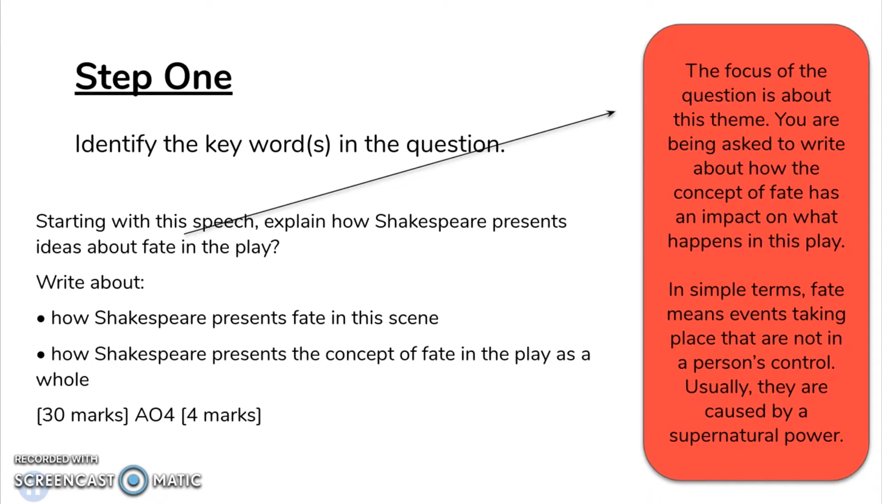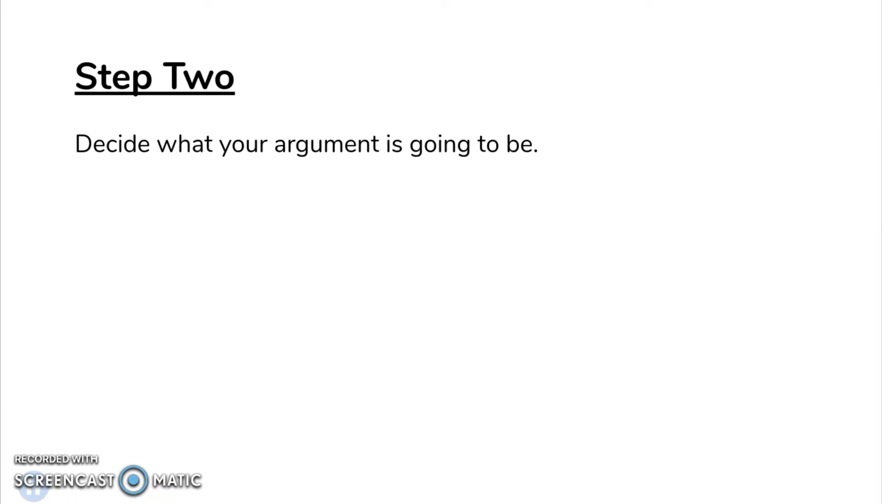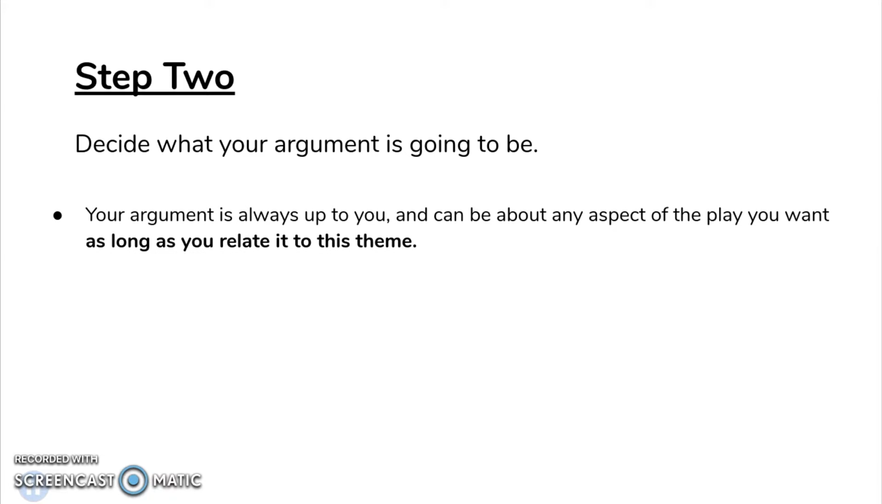Then we go into step 2, which is we start to decide what our argument is going to be. Your argument is always up to you and can be about any aspect of the play you want, as long as you relate it to this theme. That is really the skill of English. It's not so much about revising every possible thing you can do. It's about being able to apply what you have revised to the question you're asked, okay?